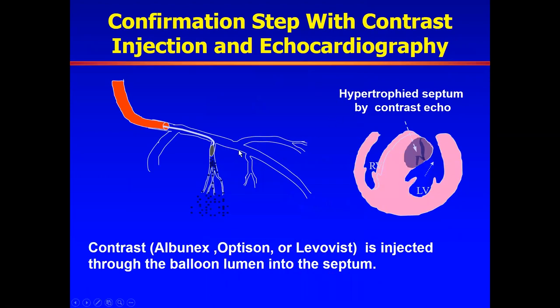Alcohol septal ablation is based on the idea of inducing a localized infarction, and you want to map the distribution of the septal perforator, what area of muscle it supplies. In the older days, we used Albunex, Optison. In Europe, they used Levovist. This is no longer available, Levovist, that is. And it is injected down the lumen of the inflated balloon that should be sitting very well in the septal perforator.